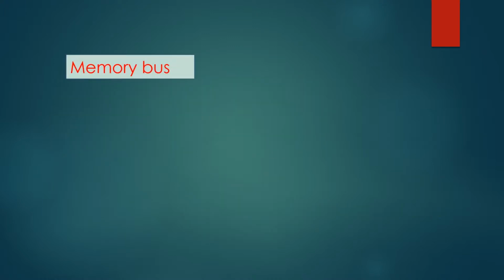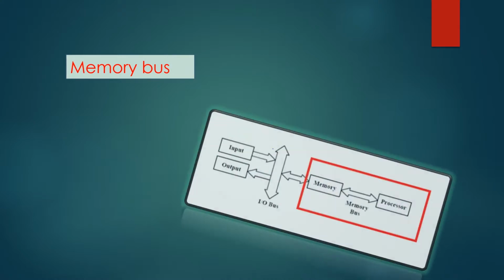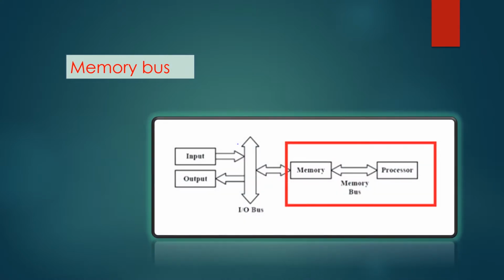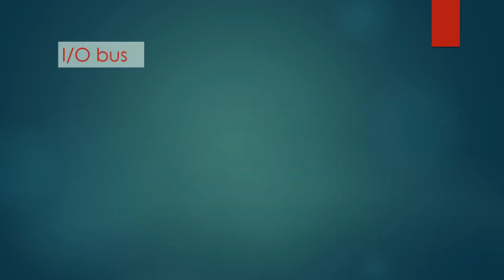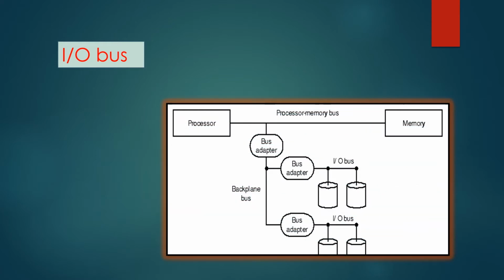Talking about memory bus, it is used for transferring data information between CPU and RAM. It is also responsible for transfer of data between memory bus and the processor. And last is the input-output bus. All motherboards have one or more input-output buses which can be used for expanding the computer capabilities.